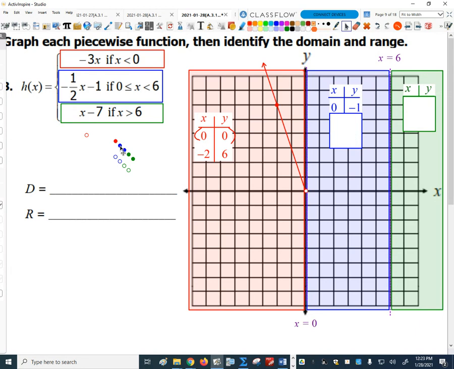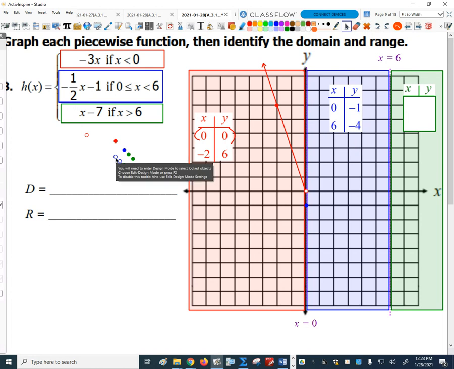Solid or open on that one, Nettie, when I plug 0 in? Solid. Solid, good, because we have an equal sign, it includes 0, doesn't it? So 0, negative 1 puts us right there. And then you told me to plug in 6. Negative 1/2 times 6 is negative 3, minus 1 is negative 4, right?